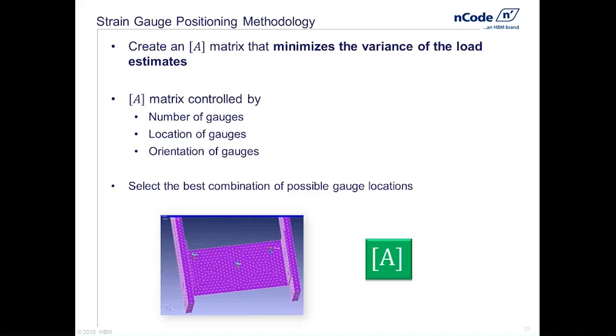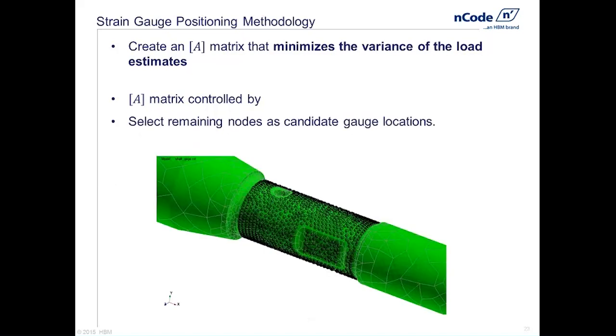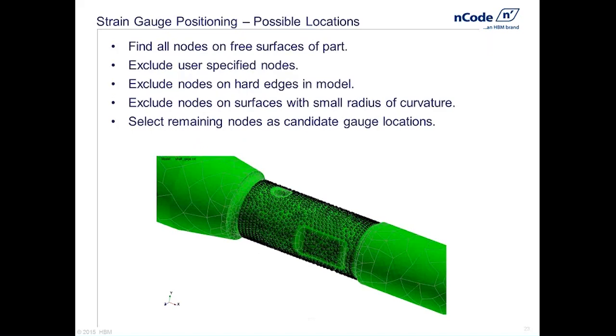Of course, our friend the green square here, the strain gauge sensitivity matrix, its ability to predict loads, its precision, will be influenced by the number of gauges, location of gauges, and orientation of gauges. So we have now inside the strain gauge positioning glyph an algorithm that works through these 5 steps to find the best place for gauges.